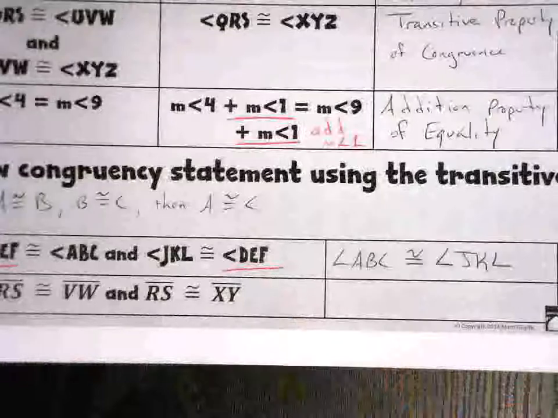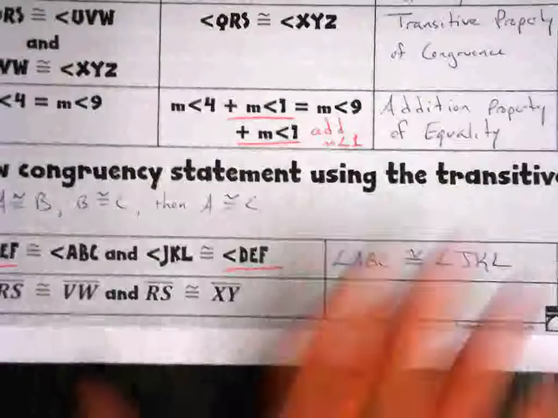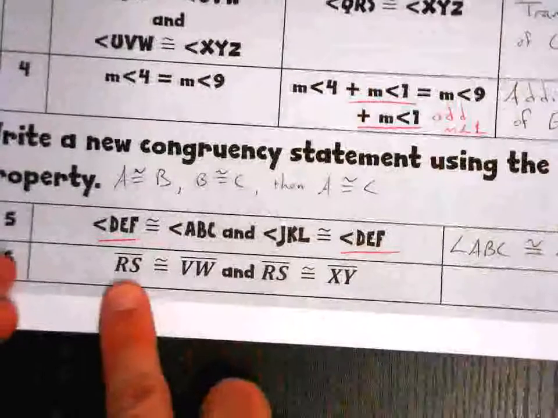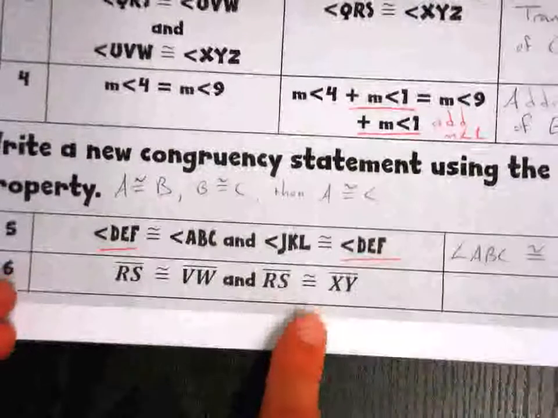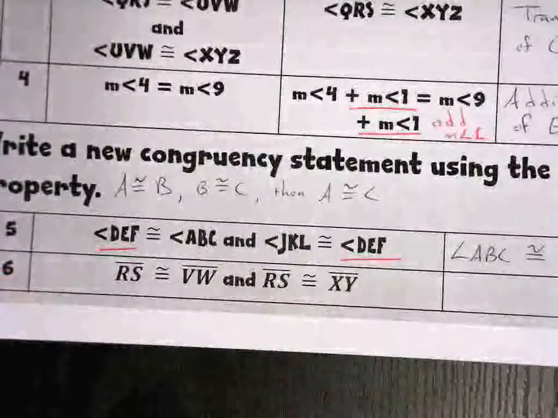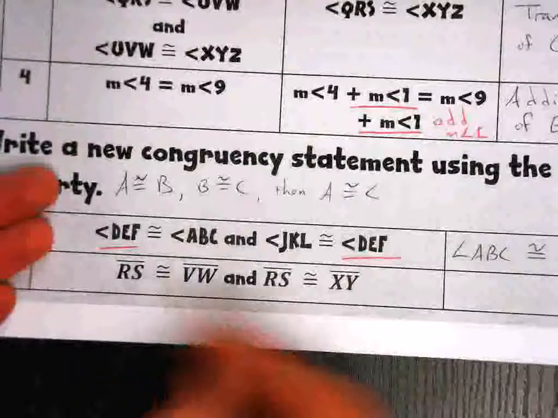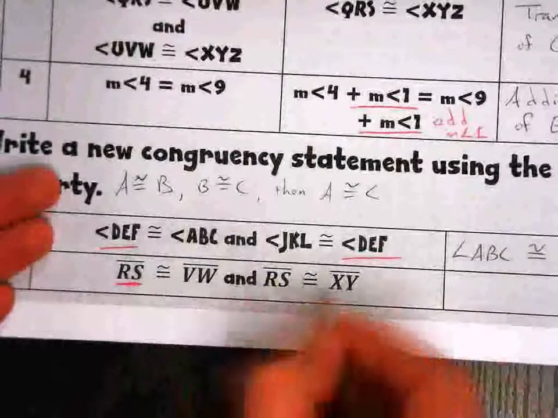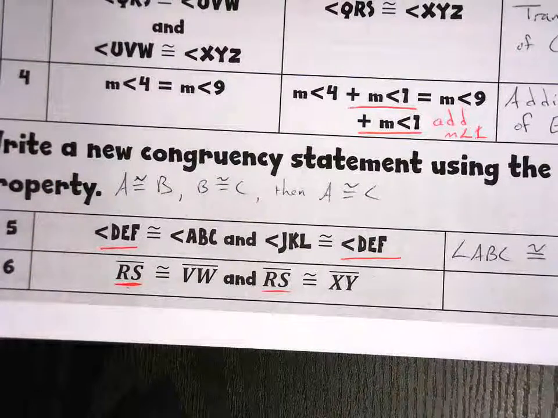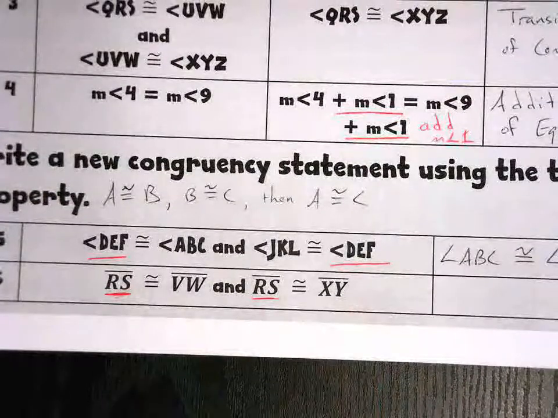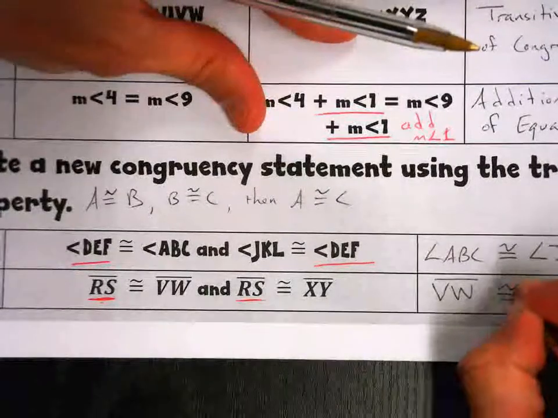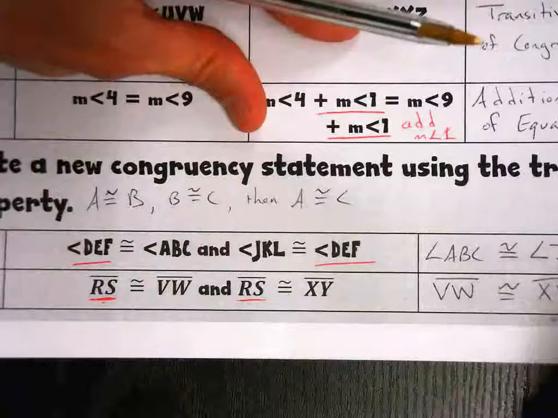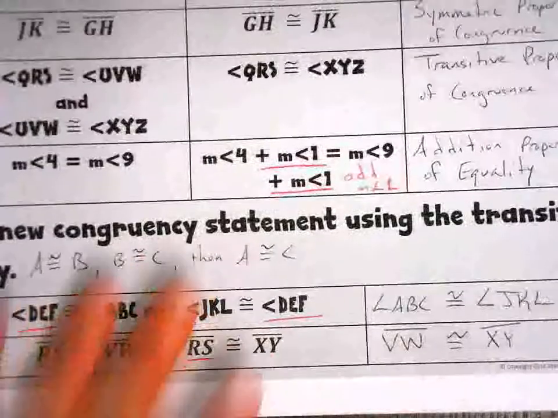It's reasonable. All right. Similarly, we have segment RS is congruent to segment VW, and segment RS is congruent to XY. What's the congruency statement? Well, where's the middleman? We've got an RS here and an RS here. Everything's congruent. That's our middleman, so we can cut out the middleman. And we can totally say that these two segments are congruent. So we can say segment VW is congruent to segment XY. Right? And that's how we use those properties. Okay, so now onto the next thing that needs some explaining from that PowerPoint.